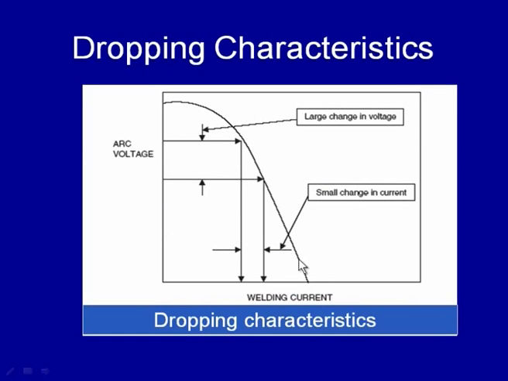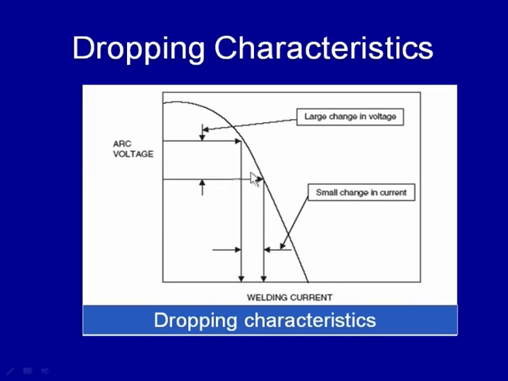This kind of variation in the arc voltage with the welding current, where we have the negative slope in the relationship between the arc voltage and the welding current, we call the dropping characteristic.